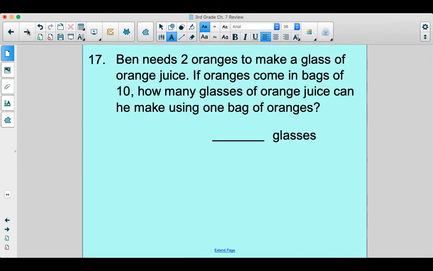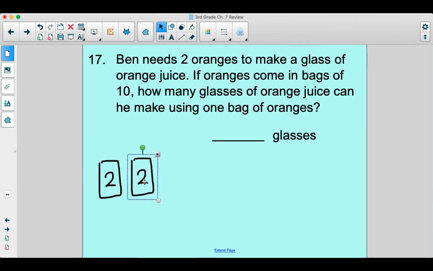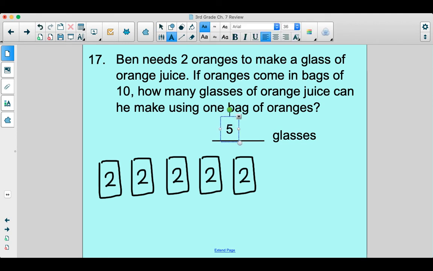All right, number 17. Ben needs 2 oranges to make a glass of orange juice. If oranges come in bags of 10, how many glasses of orange juice can he make using 1 bag of oranges? All right, so here's this glass of orange juice. He's going to put 2 oranges in there. And in total, he's got 10 oranges. So 2, 4, 6, 8, 10. Now our answer is not 10 glasses, right? These are the glasses here. So our answer is 1, 2, 3, 4, 5. 5 glasses of orange juice.